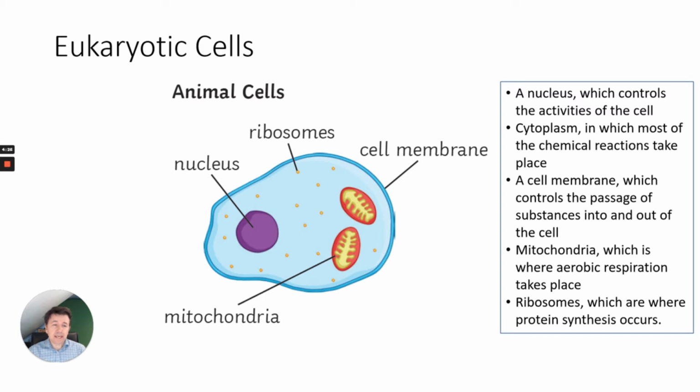So as you can see here, we have a nucleus which controls the activities of the cell, the cytoplasm in which most of the chemical reactions take place, a cell membrane which controls the passage of substances into and out of the cell, mitochondria, which is where aerobic respiration takes place, and ribosomes, which are where protein synthesis occurs.